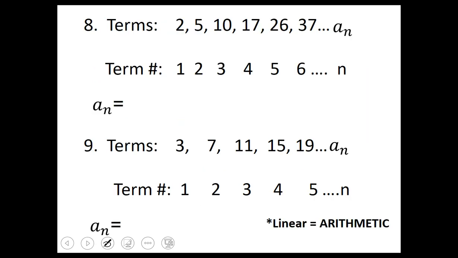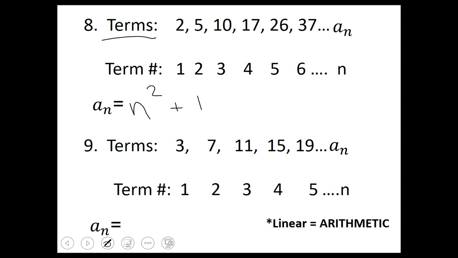So for number 8, 2, 5, 10, 17, etc., and I've written the term number underneath, this is a little bit trickier, but if you look back at example 7, there is a relationship between each of the values in this sequence compared to each of the values in number 7. You can see that each of the terms in number 8 is exactly one more than it was in number 7. Which means that the formula for this problem says not only are you going to square the term number, but you're then going to add 1.